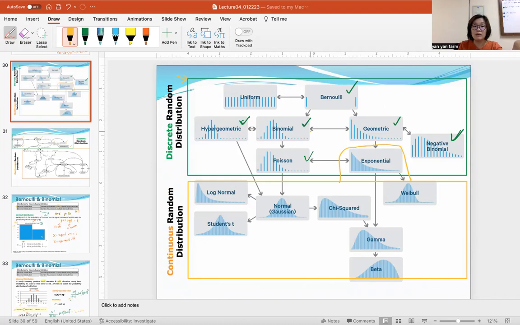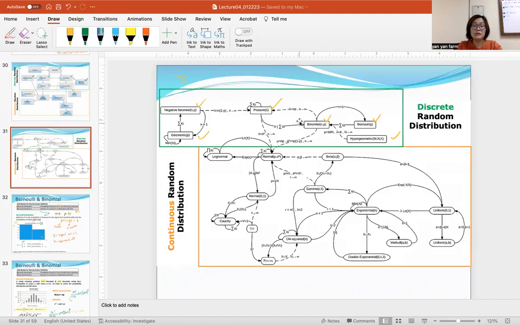If you look at the top part, the green one is the discrete random variable, and the continuous is the yellow part. Actually the exponential belongs to continuous random variables, but it's all right. We are going to learn it from next week onwards. Like I mentioned, in this section we are going to learn a lot about mean, variance, and so on. This is kind of a summary of it.